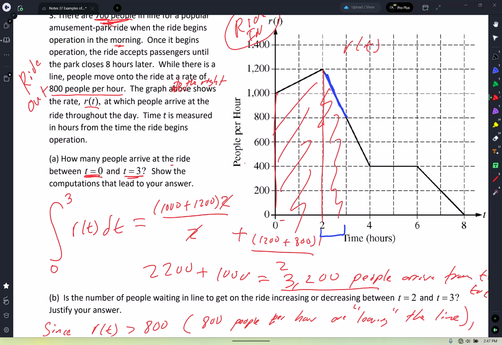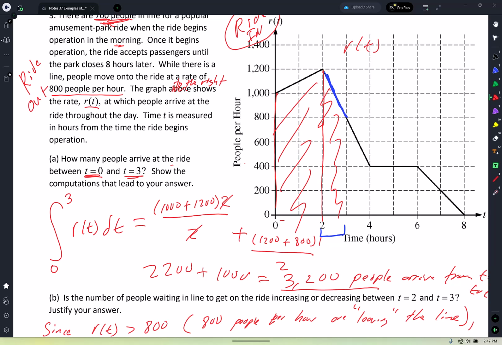This is how many people are arriving at that particular ride. As long as I'm above the 800, that line is getting longer because there's more people coming in than people are coming out. See, 1,000 people per hour are coming in, but I can only take out 800 people per hour. So within the first hour, that's a net gain of 200 people. So of course it's increasing right here. As long as I'm above the 800 mark, the line is getting longer.